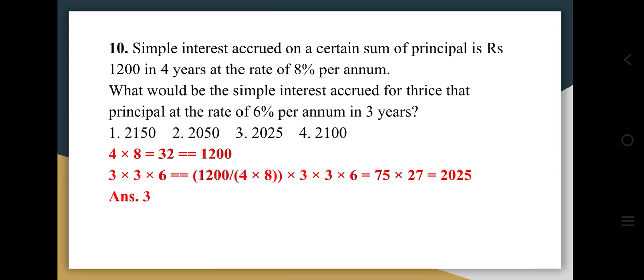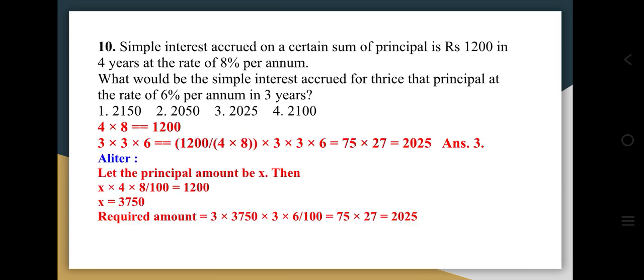then in the denominator we get 4 into 4, which is 16. If we divide 1200 by 16, it is 75. So we get 75 into 3 into 3 into 3, that is 75 into 27. So the answer is 2025. So answer choice 3 is the answer. This problem can also be solved by finding the principal amount.